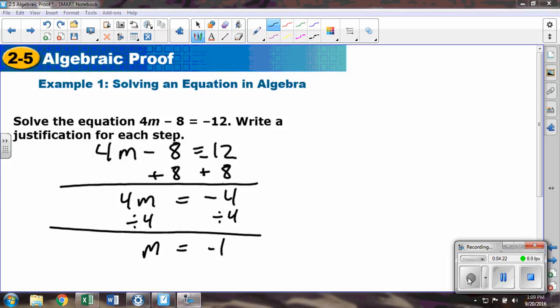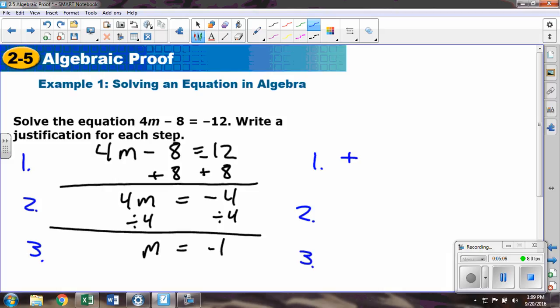For our algebraic proof, what we're really looking at doing is saying we have step number 1, step number 2, step number 3. Why are we allowed to do these things? And that's what we will have over on the right-hand side. We will create a list of justifications. What is it that we did, and why are we allowed to do it? What did we do in step number 1? Since we added 8 to both sides, what lets us do that?